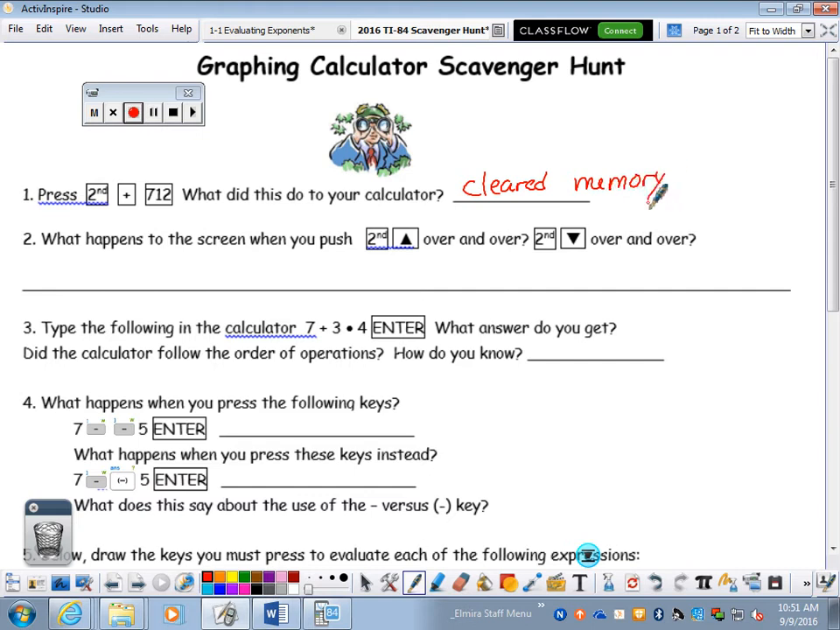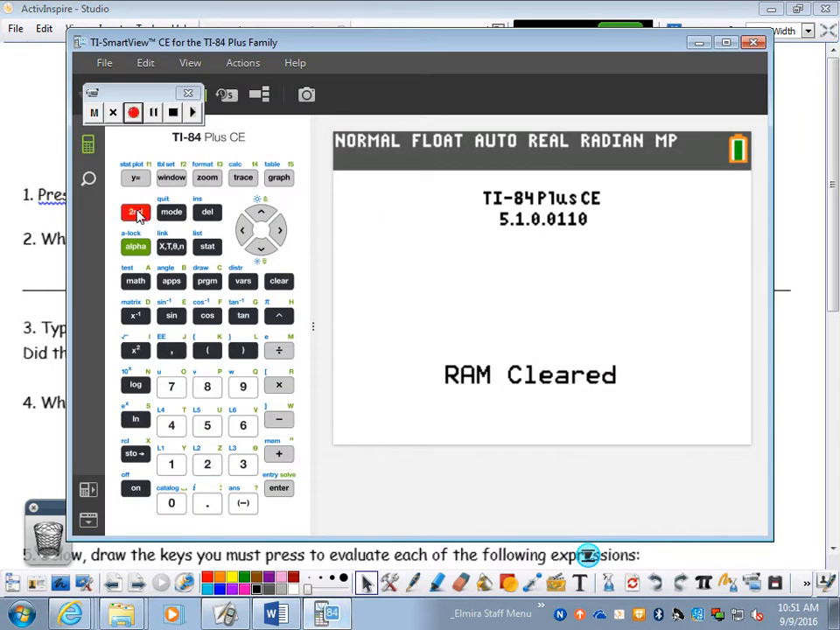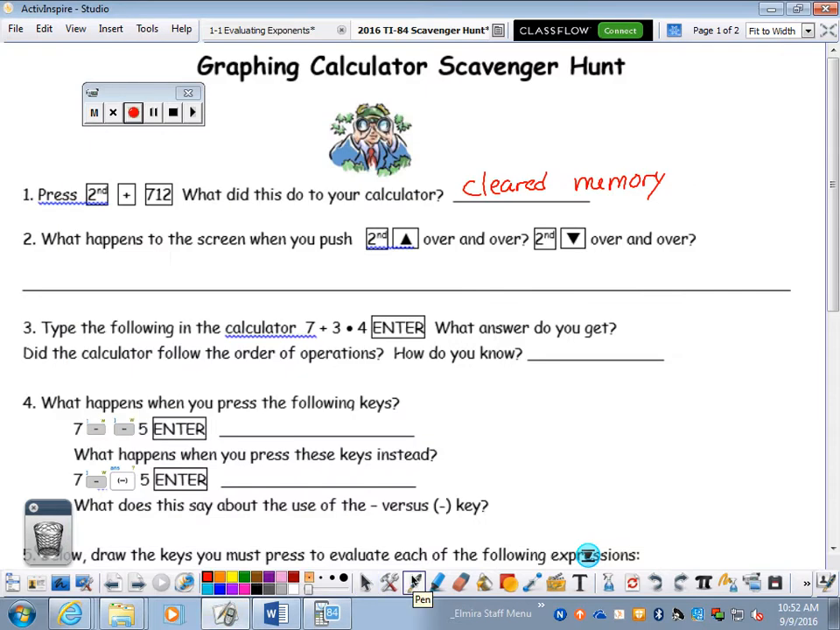Okay. So the next thing says, what happens to the screen when you push second arrow up over and over, or second arrow down over and over? So let's try that. Second, and then this is the up arrow. It's really hard to tell, but what it does is make the screen darker. And if I hit second down arrow over and over and over, it's again kind of hard to see. You'd see it better on a regular calculator. It makes the calculator go more dim on the screen. So it makes the screen darker or lighter.